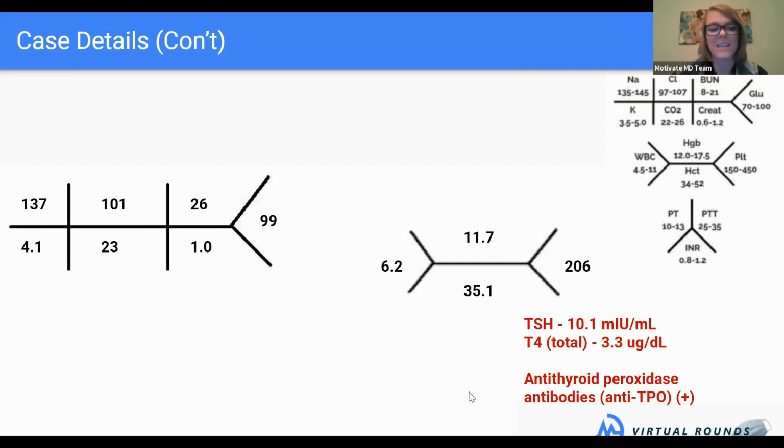Someone said the TSH is high. You're absolutely right, that TSH is very high. The cutoff is around 4 to 5. Okay. Anyone have any questions at this point before we go to the next slide?